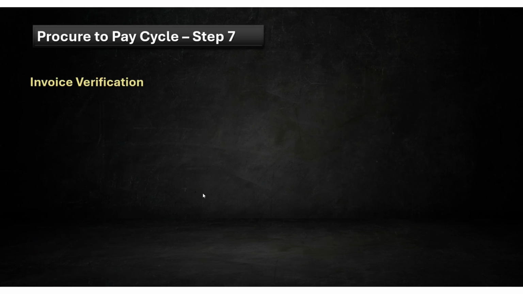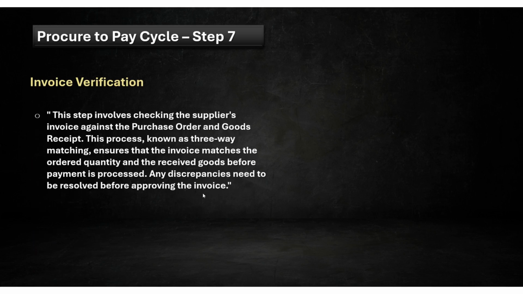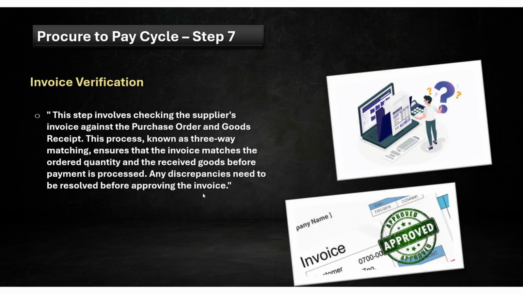All right. Next is invoice verification. Now that we have received the goods, the supplier will send us an invoice. This brings us to the invoice verification. Okay. In this step, we will check the supplier's invoice against the purchase order and the goods receipt. Okay. Now this is known as a three-way matching. We want to make sure that everything aligns before we approve the invoice for payment. Okay. This step is all about the accuracy and ensuring that we only pay for what we have received.